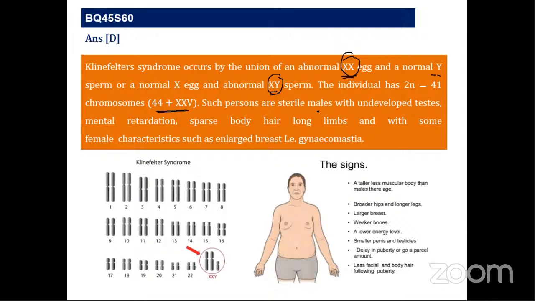Such persons are sterile males with undeveloped testes, mental retardation, sparse body hair, long limbs, with some female characteristics like gynecomastia. Normally in case of males, we are going to find 1 copy of X chromosome and 1 copy of Y chromosome. But here we are finding an additional copy of X chromosome. So थोड़े female like characteristics develop हो जाते हैं. Such persons are sterile males, they have undeveloped, rudimentary testes, mental retardation, gynecomastia, female-like features, and the body hair is also sparse. So all these features are found in Klinefelter's syndrome.